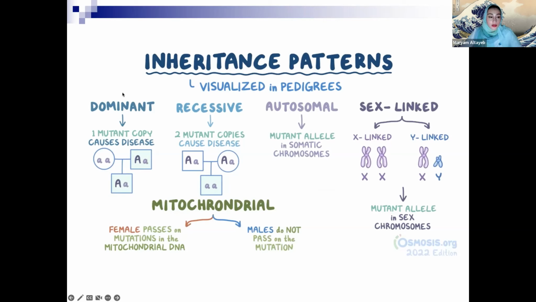And yeah, so remember, dominant, you only need one copy to have the disease. Recessive, you need two. Okay, and in autosomal, it's equal in males and females. In linked, you can have X-linked or Y-linked. Y-linked, the father will always pass it to his sons, but never to his daughters. X-linked depends on whether it's recessive or dominant. But then you have mitochondrial. So remember, only the mother will pass it on to all of her children, and the father can never pass it on. And yeah, that's it.